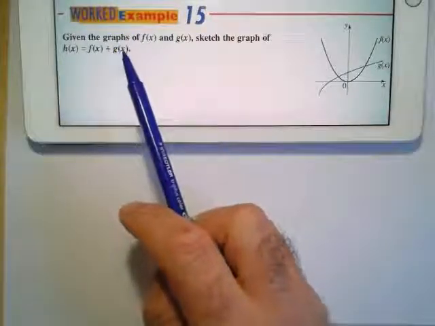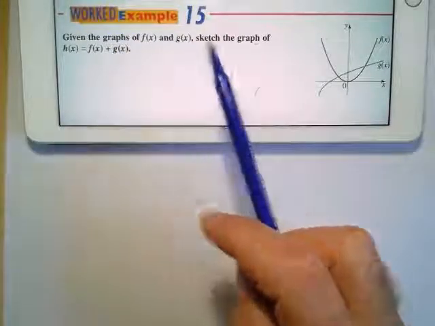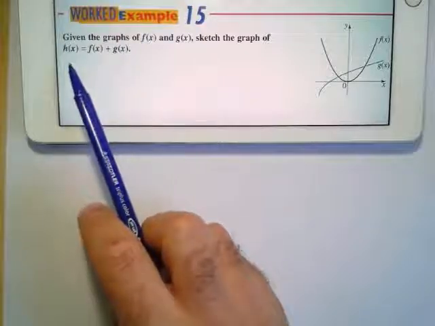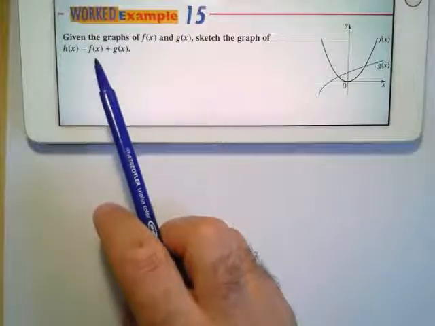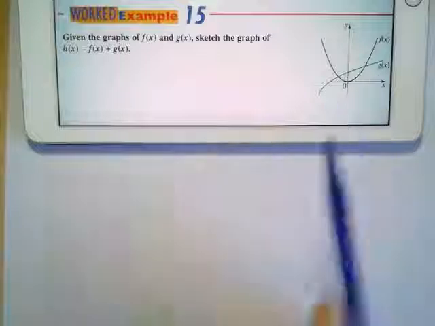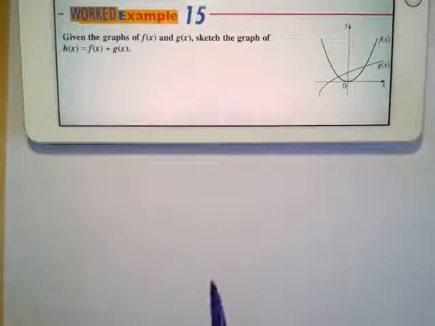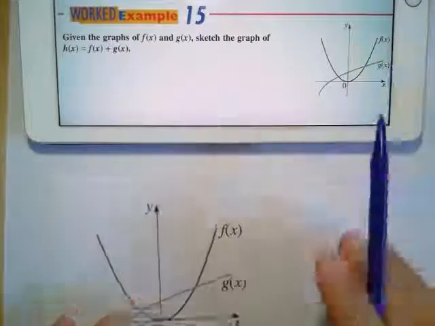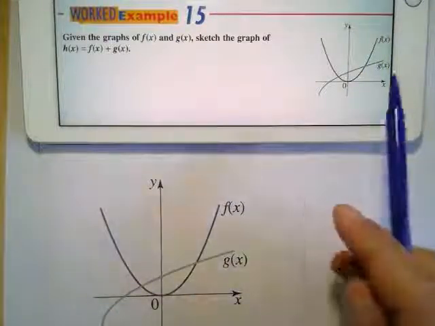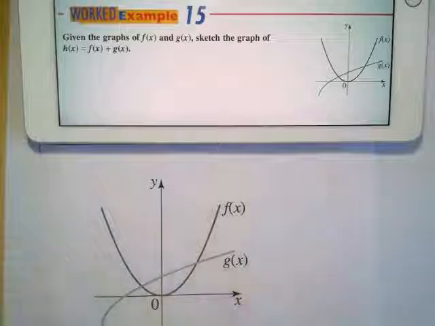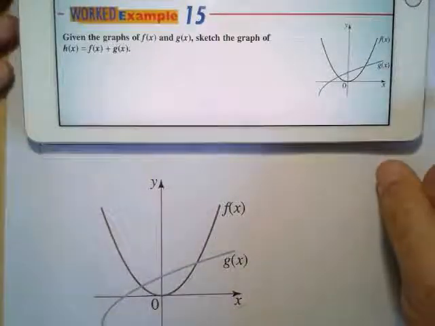Given the graph of f(x) and g(x), sketch the graph of h(x), which is f(x) plus g(x). So it's f(x) plus g(x). Now in the exam, if we give you a question like this, you will be able to use the graph that they've given you. I can't draw there, so I have printed this and I'm going to do this question.